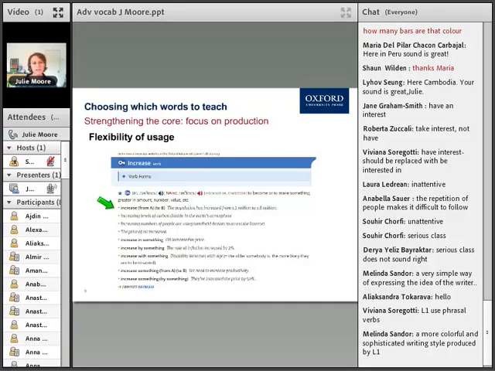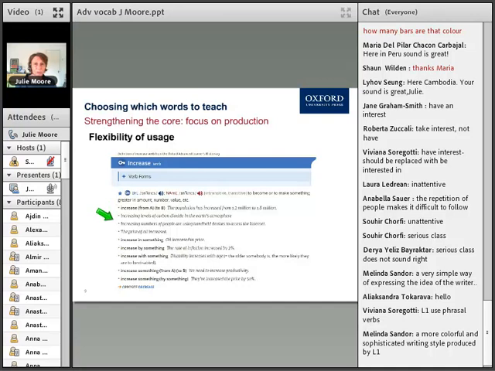And if we look at this example here. This is a dictionary entry for the verb increase. So very straightforward word. And if we have a look, we can see, if we look at the top of the entry here, the first example says the population has increased from 1.2 million to 1.8 million.